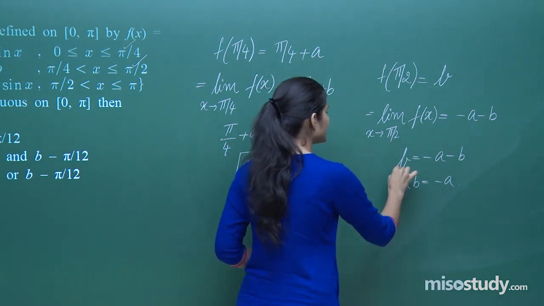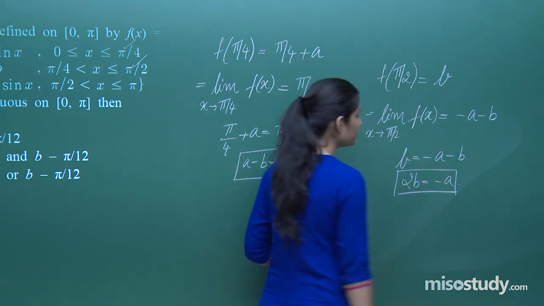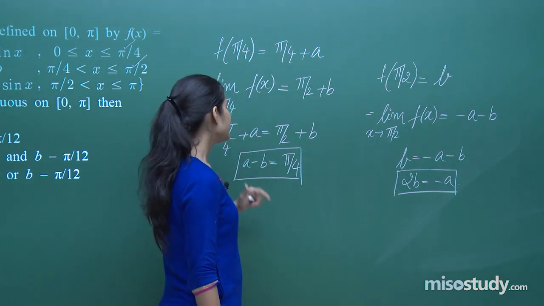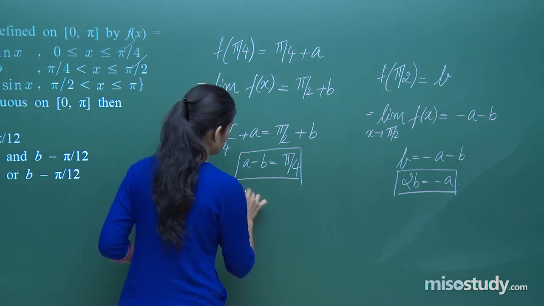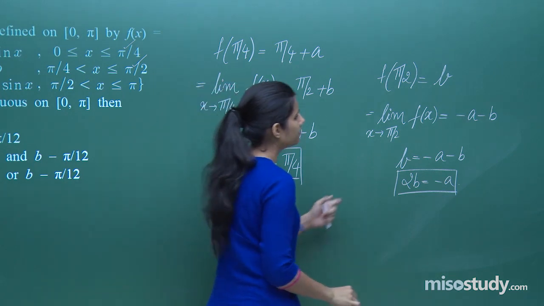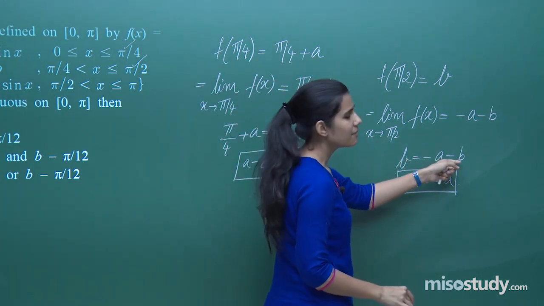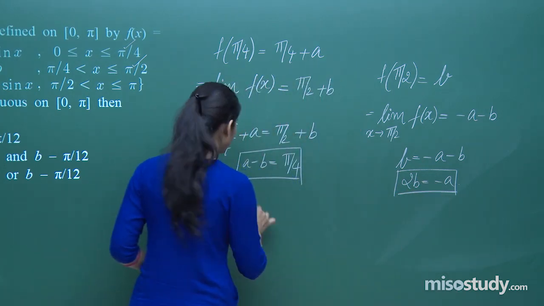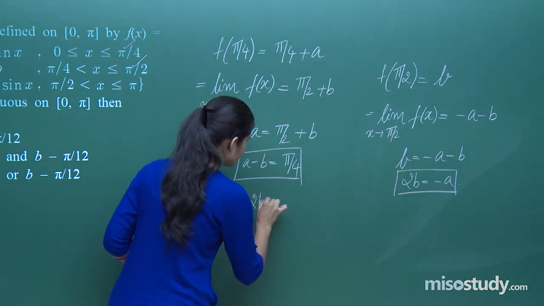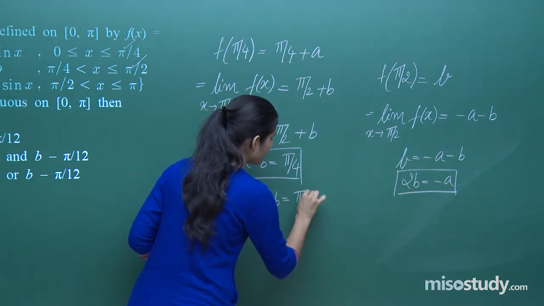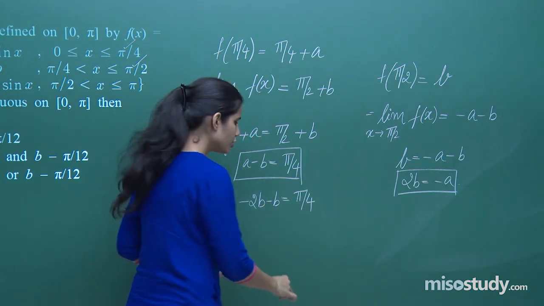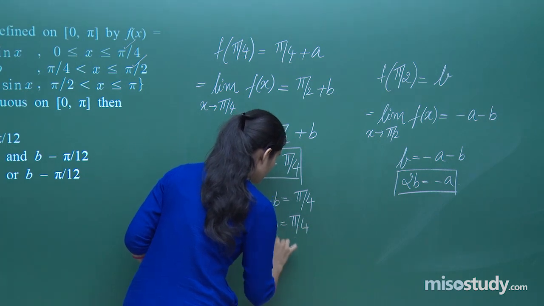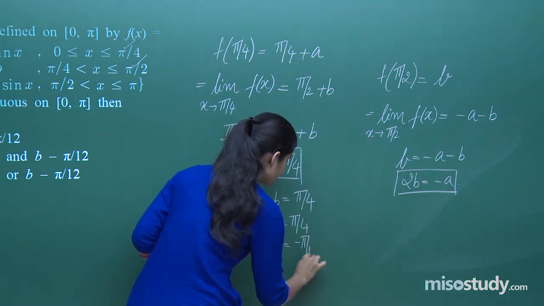If 2b is minus a, so see we have two relations in a and b, so obviously I can compute a and b now. So if b is minus a minus b, that means a is minus 2b, so minus 2b minus b is pi by 4. So minus 3b is pi by 4. b is minus pi by 12.